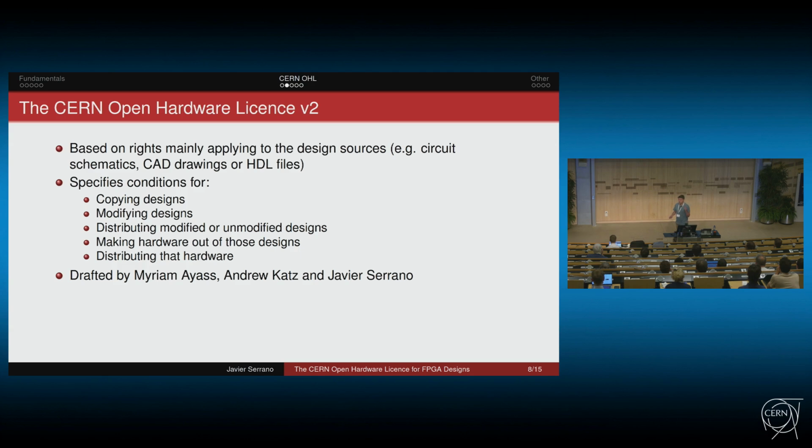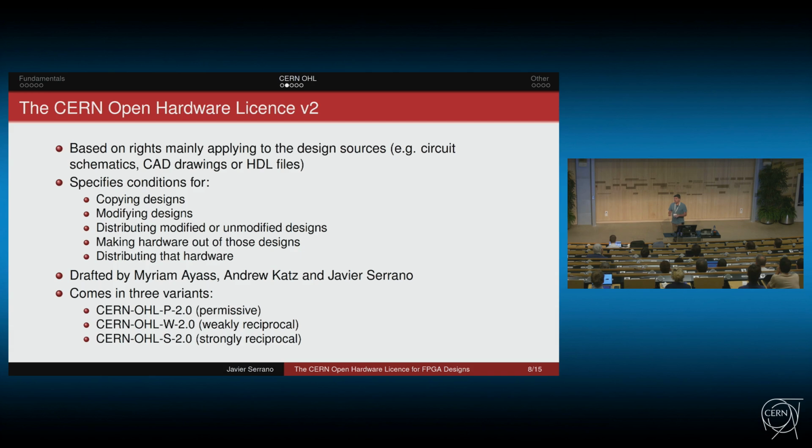It was drafted by two very competent lawyers and myself. And it comes in 3 variants because we want it to be a one-stop shop for any licensing needs. So we don't prejudge about the mindset. You could be in a permissive mindset, weakly reciprocal, strongly reciprocal. It's a bit like the Creative Commons families of licenses. You can pick, there's a menu.